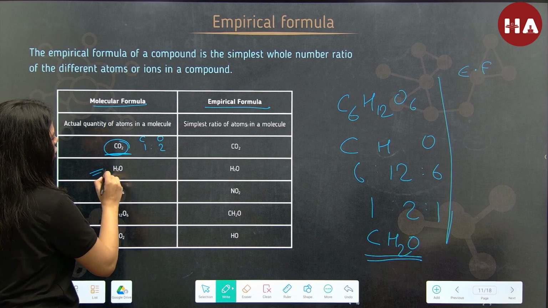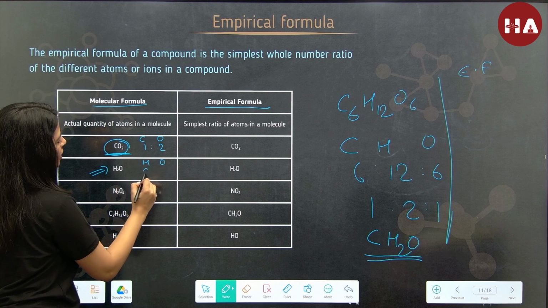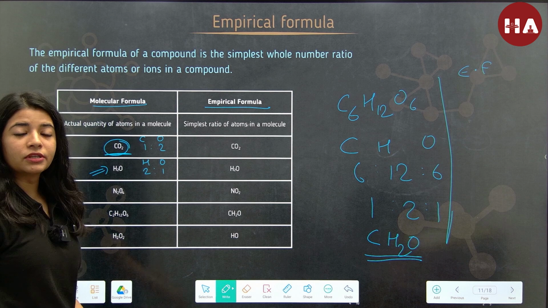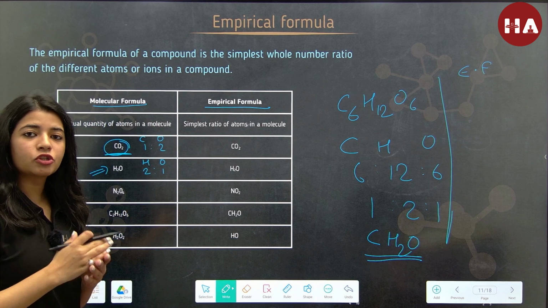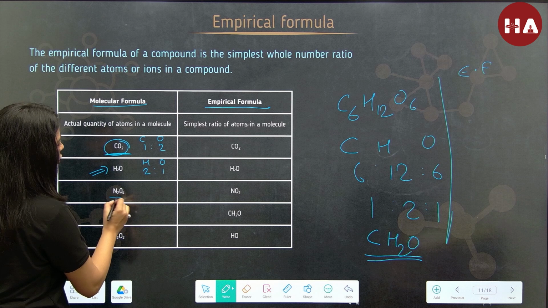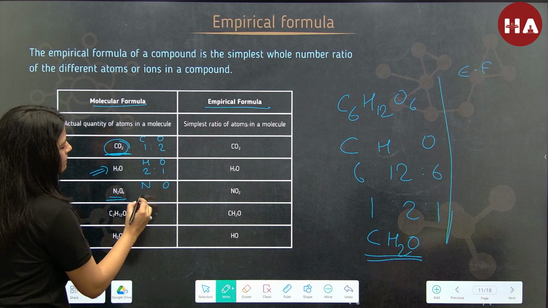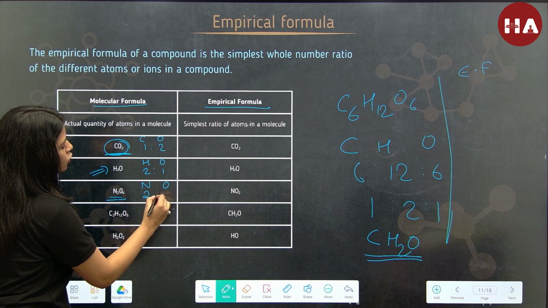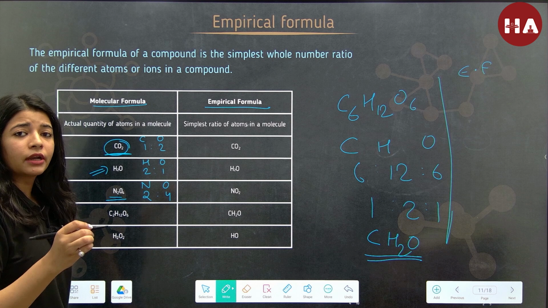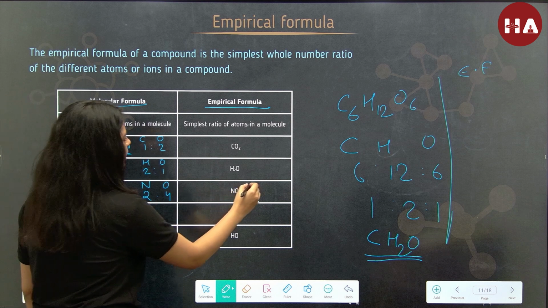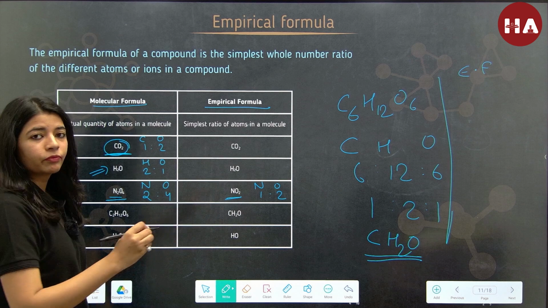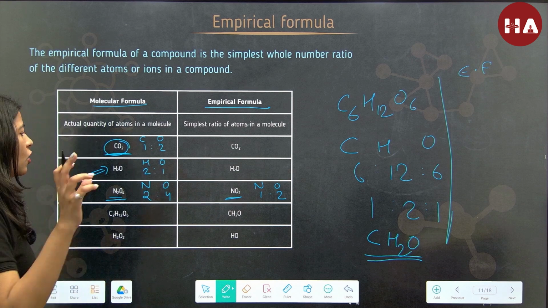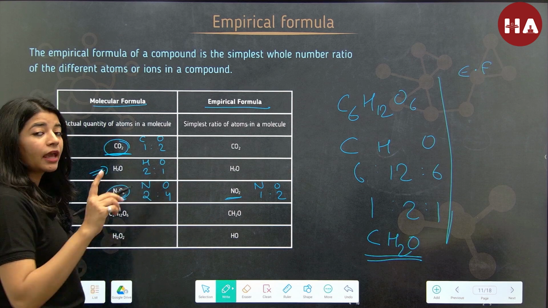Similarly for H2O also, because here hydrogen and oxygen are present in 2:1 ratio. So this is already in simple ratio, hence the molecular and empirical formula of water will also remain the same. Next is N2O4. Here you can see that nitrogen and oxygen are in 2:4 ratio. Yes, I can bring it down to 1:2. So this will give me NO2. Okay. So the empirical formula of N2O4 will be NO2.